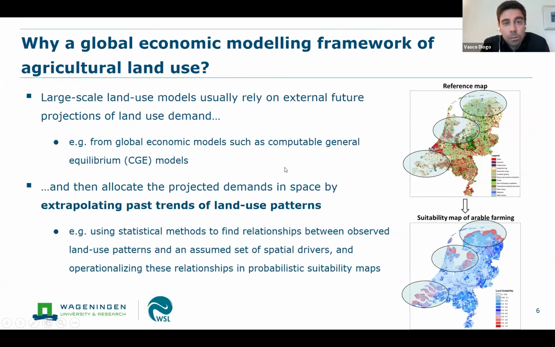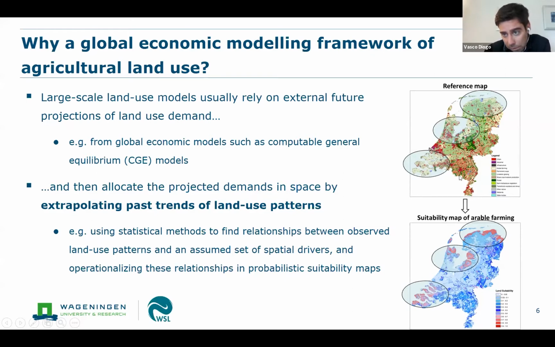However, large-scale land use models usually rely on external future projections of land use demand that, for instance, can be obtained from global economic models, such as computable general equilibrium models. And then they allocate projected demand in space by extrapolating past observed trends of land use patterns, using, for instance, statistical methods that can find relationships between observed land use patterns and an assumed set of spatial drivers to then operationalize these relationships through probabilistic suitability maps.